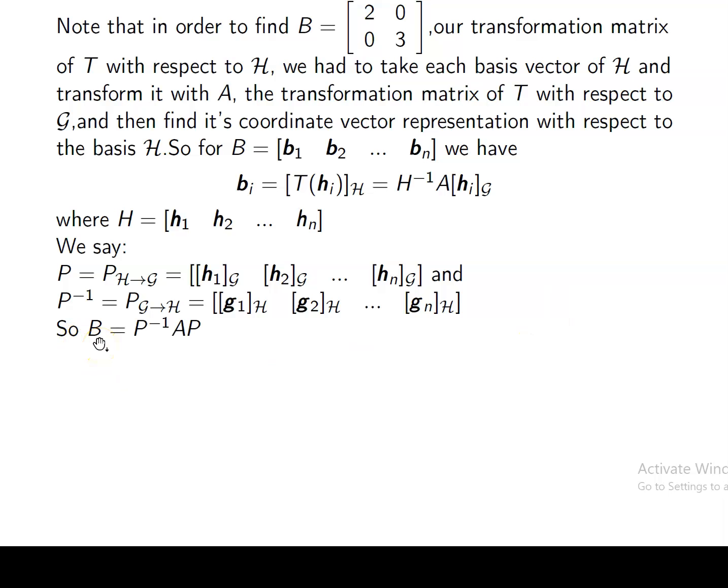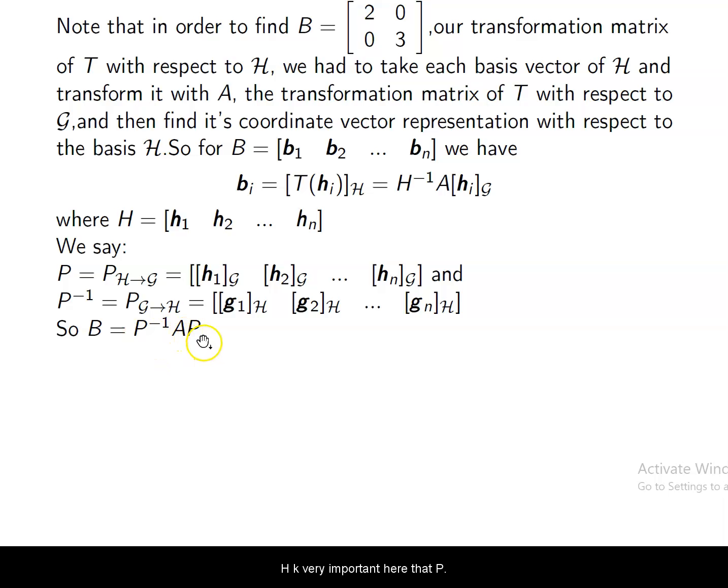Our B here is very similar to diagonalization, although it's not a diagonalization, it's P inverse AP. So here, A is the transformation matrix in G. P is the change of basis matrix from H to G. P inverse is the change of basis matrix from G to H. So that's how we find the transformation matrix with respect to H.